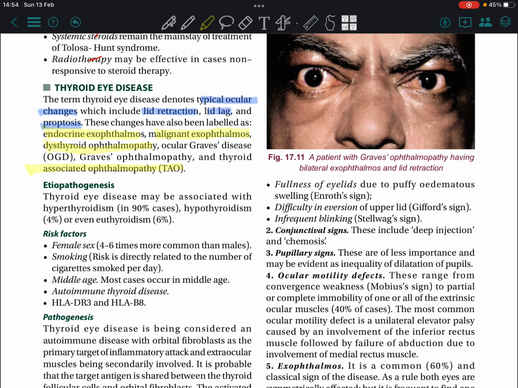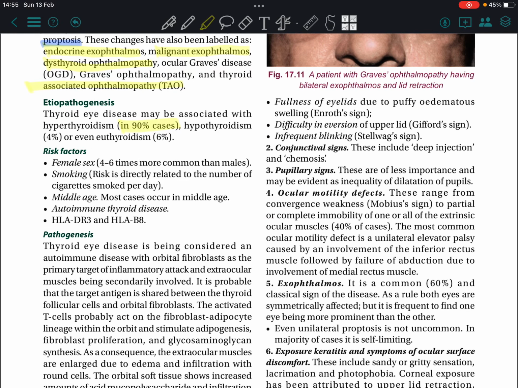Etiopathogenesis: thyroid eye disease may be associated with hyperthyroidism, hypothyroidism, or even euthyroidism, but mostly hyperthyroidism. Risk factors: female, smoking, middle age, autoimmune thyroiditis, HLA DR3, HLA B8.